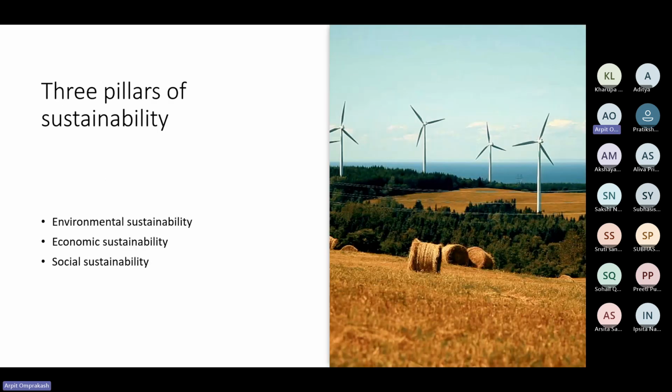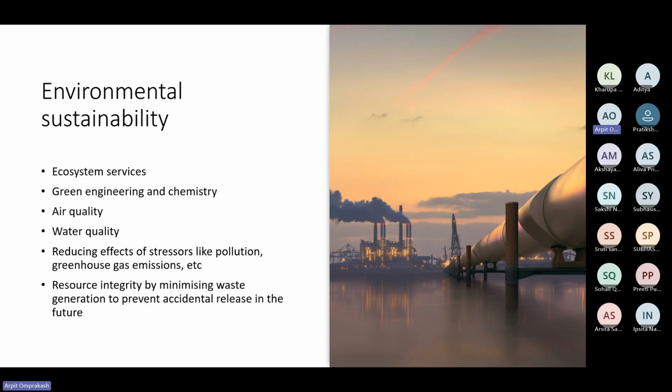So there are three pillars of sustainability. The first is environmental sustainability, the second is economic sustainability, and the third is social sustainability. In environmental sustainability, we have things like ecosystem services. So what ecosystem services can we provide? Then green engineering and chemistry, where we have more eco-friendly materials that are developed, such as biodegradable plastics and stuff like that.